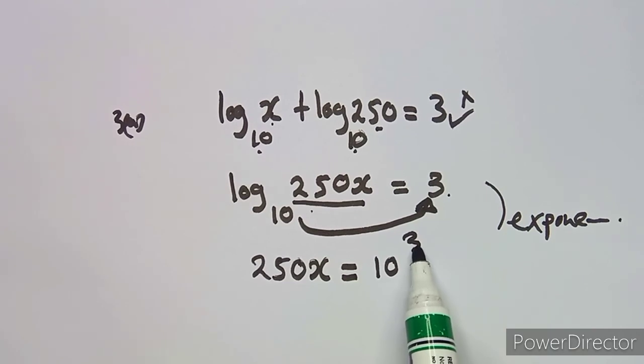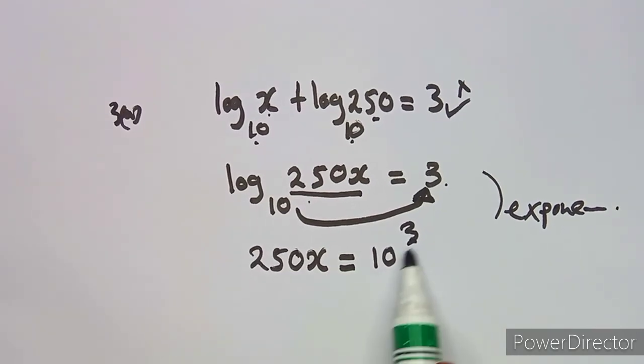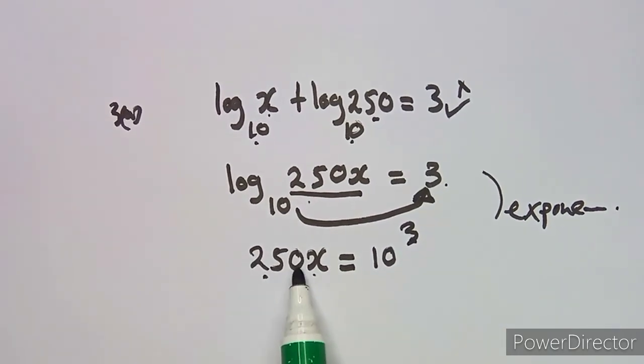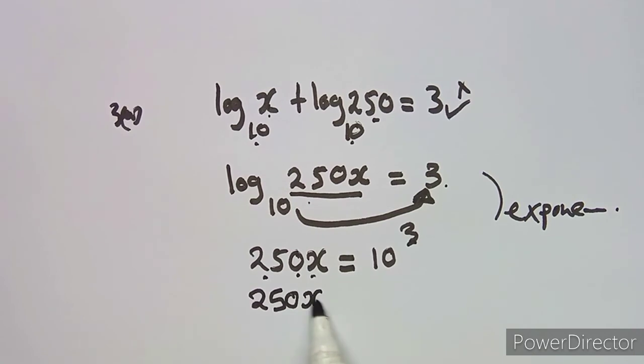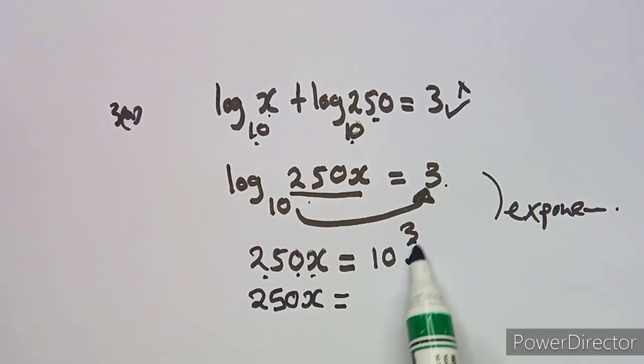Once at this stage, what am I going to do? This is 250x. These two numbers are multiplying, so you can just leave it like that. 250x is equal to, I have to simplify, 10 to the exponent of 3, which is going to give me 1,000.